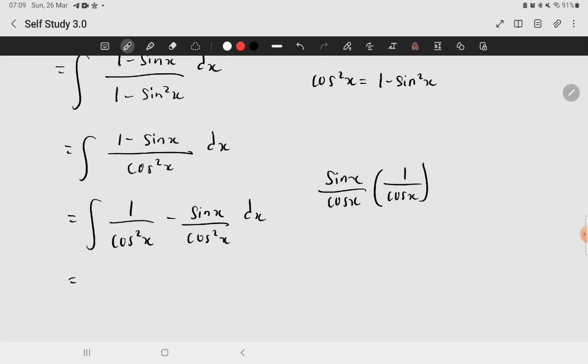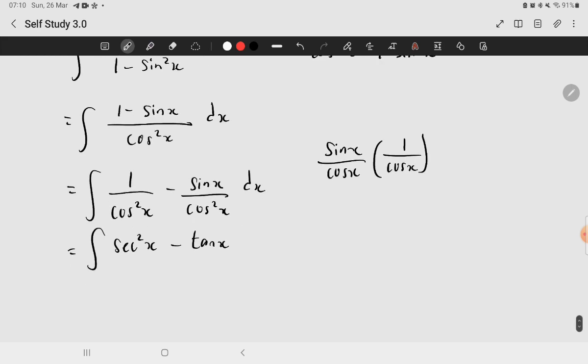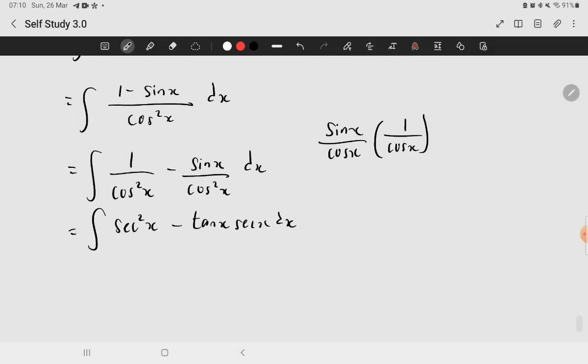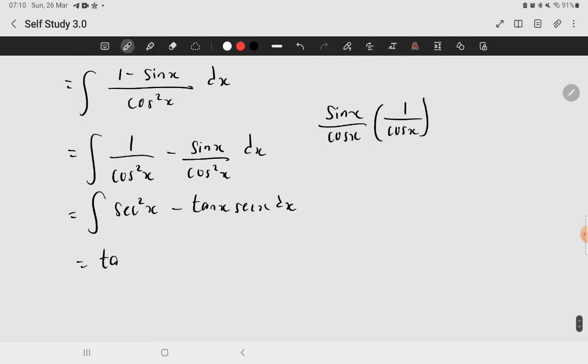Okay, so I'll be expressing it first. The first term will be secant square of x minus tangent of x secant x dx. Now you'll be recognizing this integral. You can evaluate it very easily. When you integrate secant square x, you obtain tangent of x. And then the integral of tangent of x secant of x will be secant of x. So it's very nice. So this is one of the solutions.